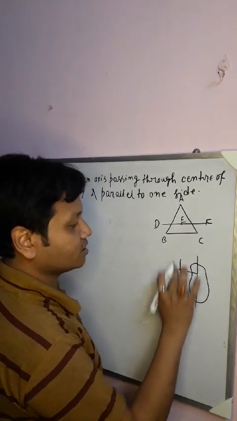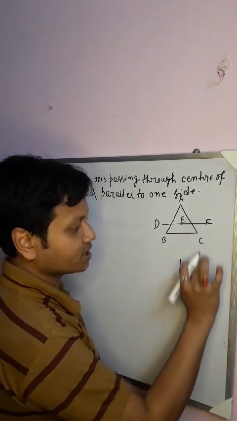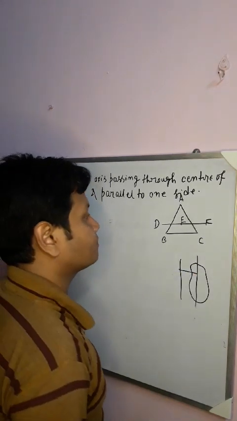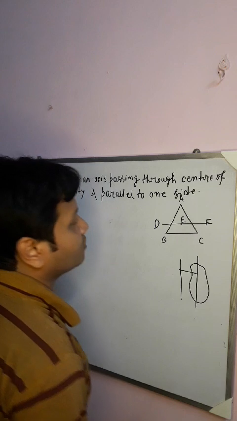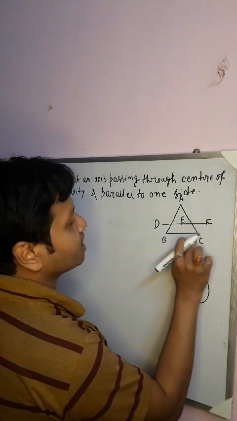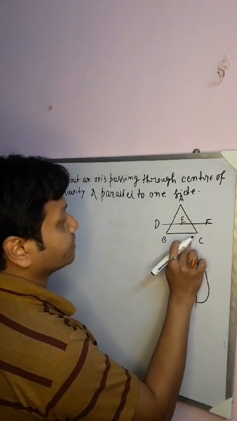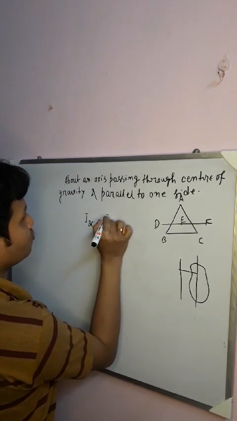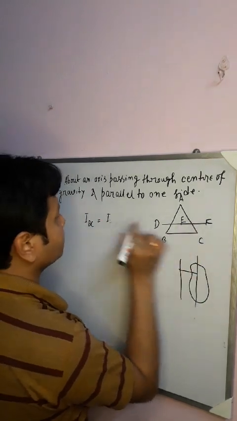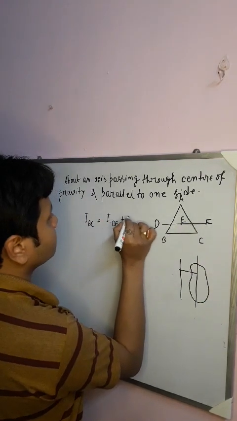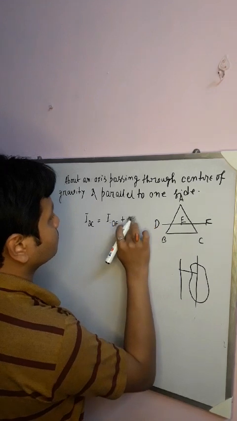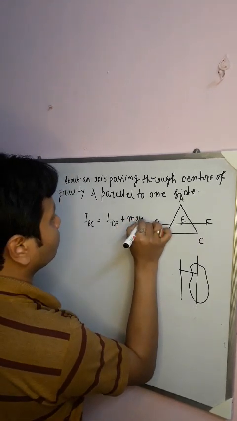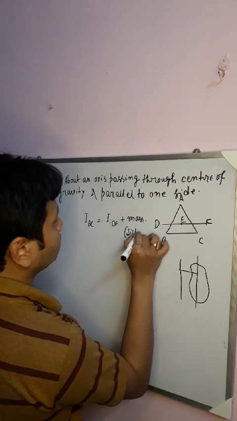Moment of inertia about this axis is equal to moment of inertia about this axis plus mass into distance square. Okay, so here we can write the moment of inertia about BC is equal to moment of inertia about this, say DF, plus mass into distance square.